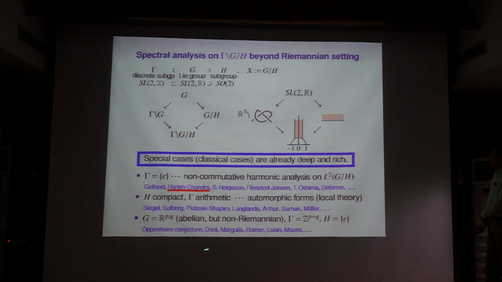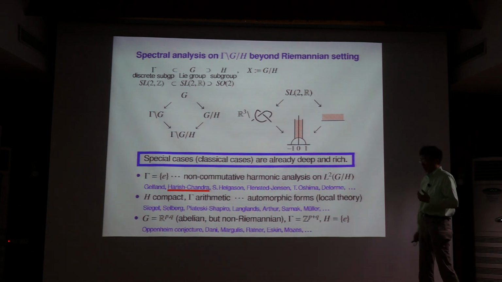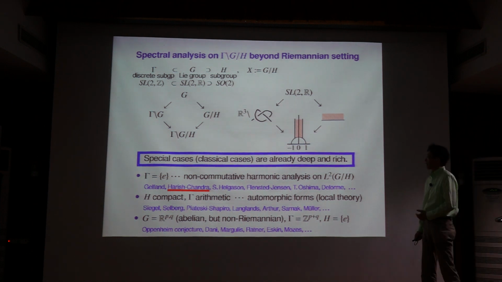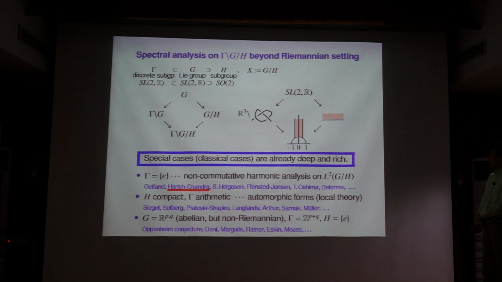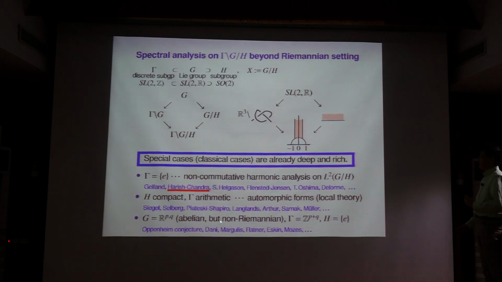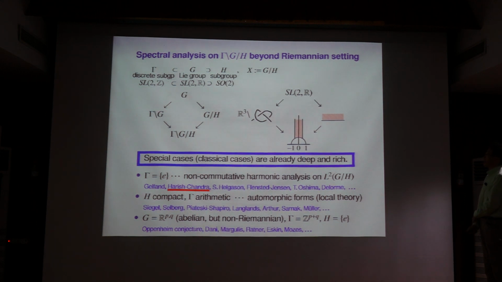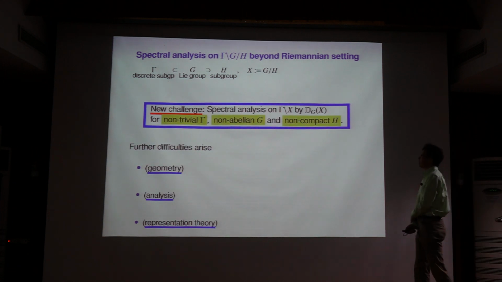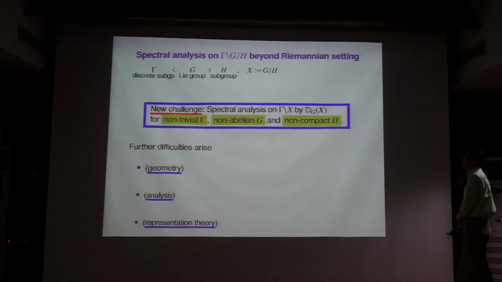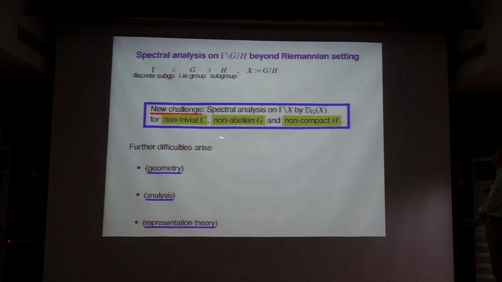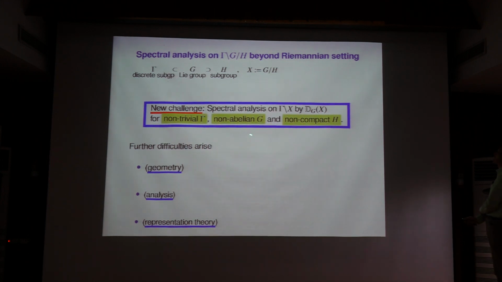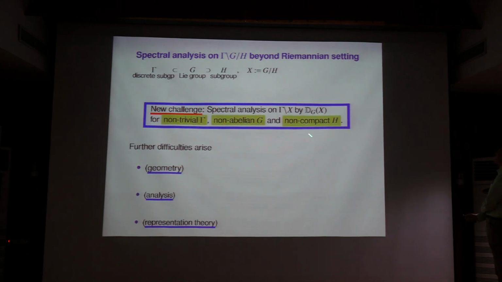And then the famous Oppenheim conjectures, which were originally studied by analytic number theory, but then settled by a different method, namely by ergodic theory, by Dani and Margulis. So this is a case of the indefinite metric case, but these are variants. But my long project is to try to generalize this for non-trivial Γ and non-abelian G and non-compact H.